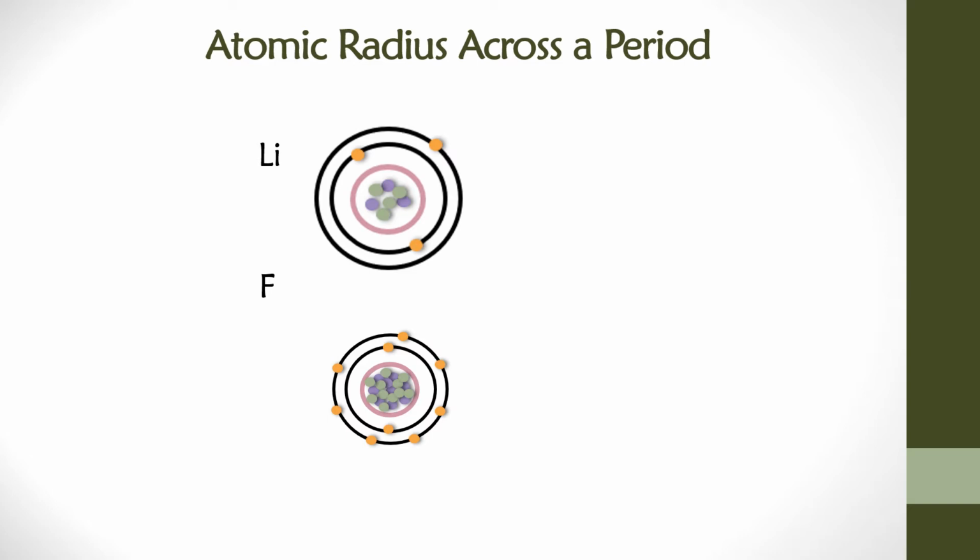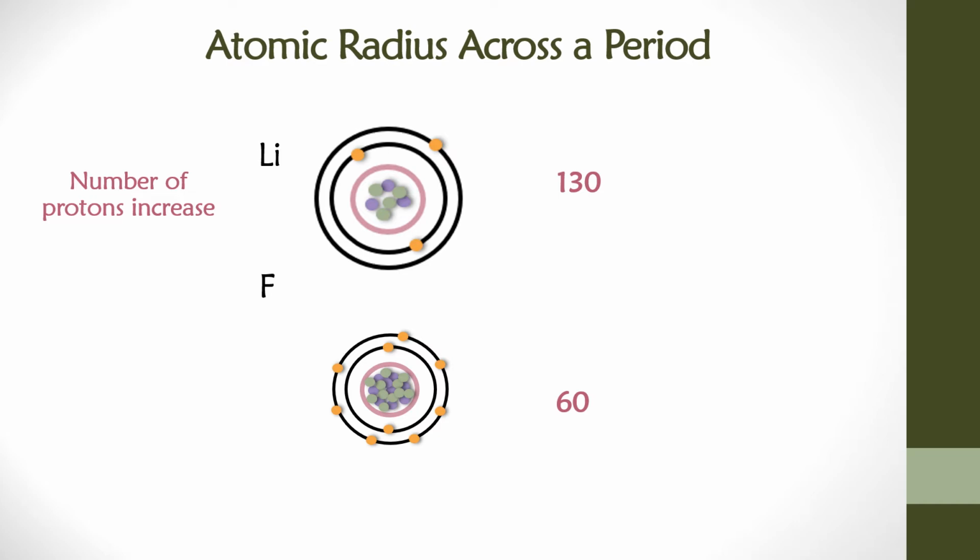Now, if you guys go to table S and look at the atomic radius for lithium and fluorine, these are the numbers that you get. So notice how as we are going across the period from lithium to fluorine, the atomic radius is decreasing. And the reason for that is because the number of protons is increasing as we go from the beginning of the period all the way to the end of the period.